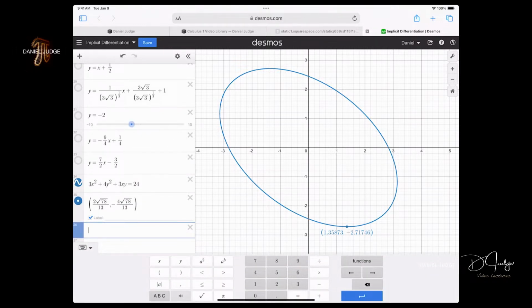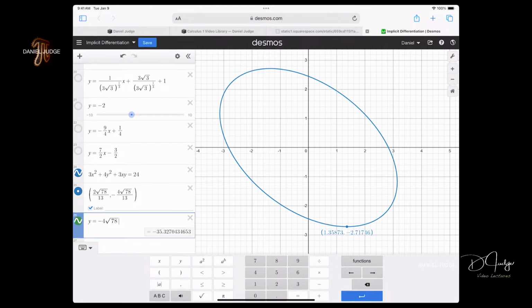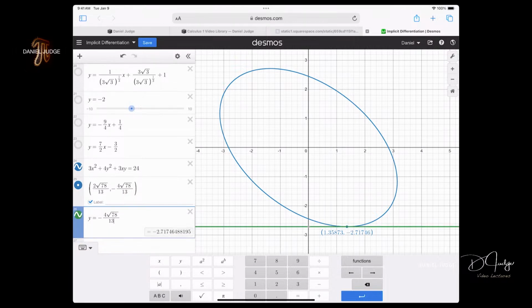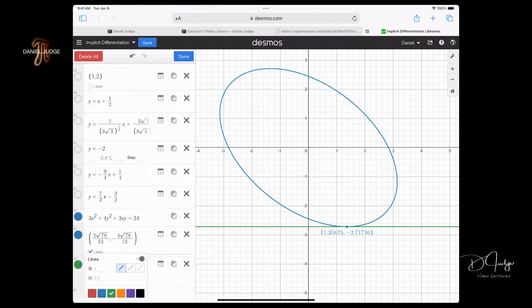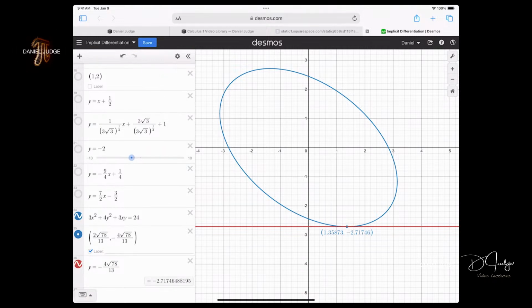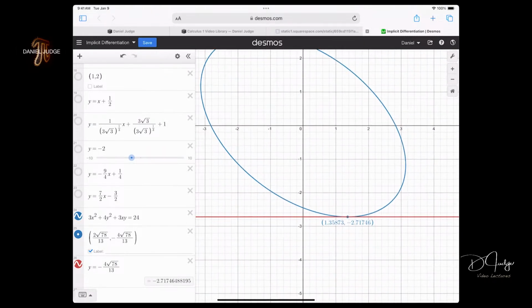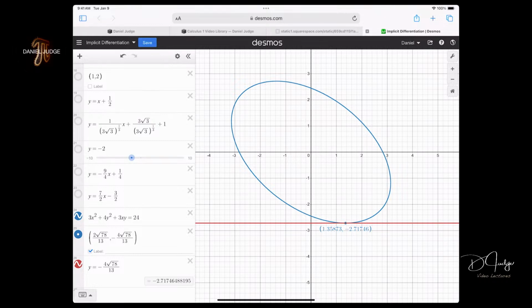I'm going to do something further. If you remember, y minus y1 gives us a horizontal tangent, y equals negative 4 square root 78 divided by 13. So there's a horizontal line there. Let's make that red so you can see it. They didn't ask for the line, but this is the equation of the line tangent to the curve at that point, and that line is horizontal. It's touching the curve, so we're on the right track.